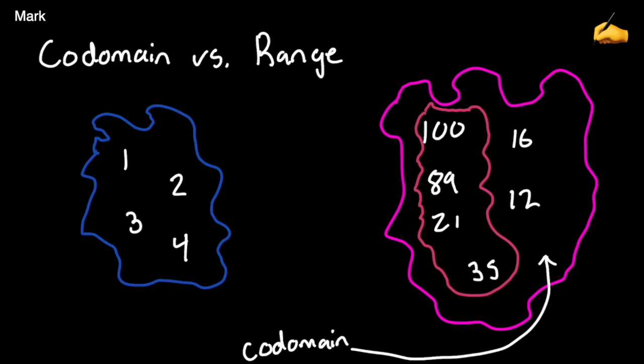So essentially, in mathematical terms, the codomain is every single image that a function can give, every single y value, every single value a function can take on. However, the range only refers to the images with corresponding preimages.